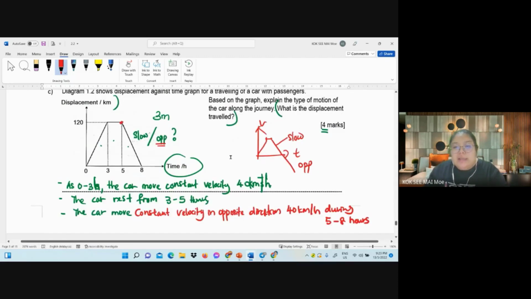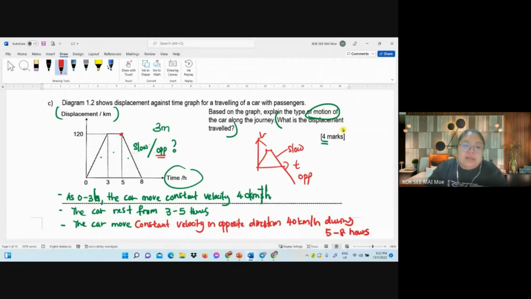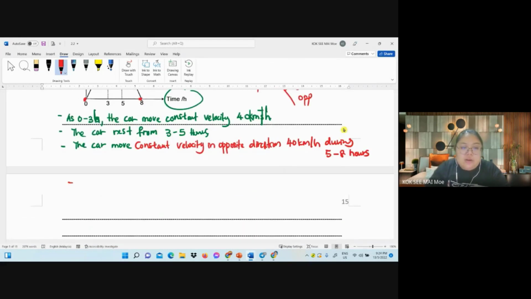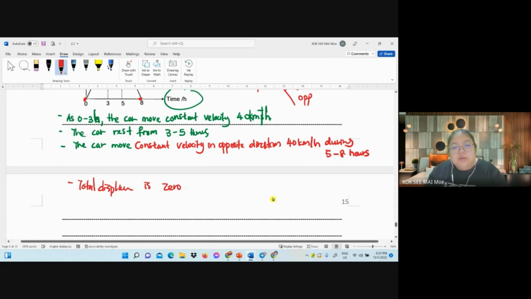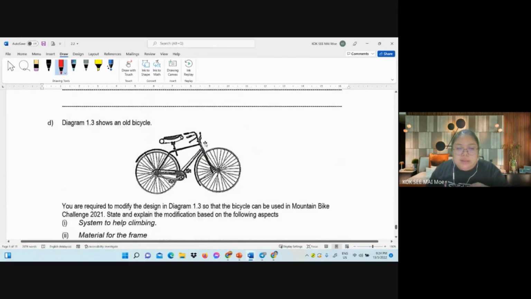The last one is they ask you what is the total displacement traveled. You can see starting from 0, finally it also comes back to 0. So actually the total displacement is also 0. So the last one, total displacement is 0. Okay, so this is the answer. 4 marks. Okay, let's see the essay question.